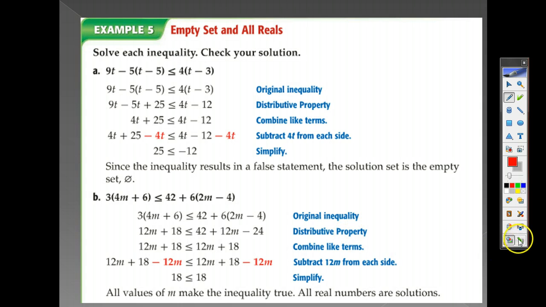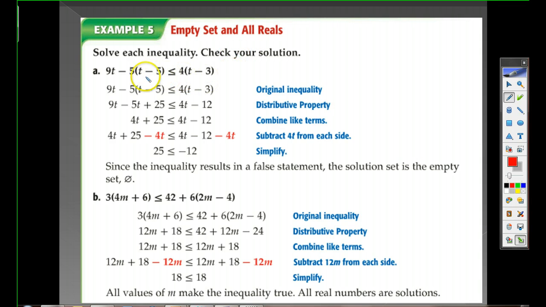Okay, so there are going to be examples where you have empty sets and all real numbers. When you do an inequality and you go through all this and the answer looks kind of funny, there's no variables, it just has numbers. 25 is less than or equal to negative 12. That doesn't make sense. 25 is greater than negative 12. It can be actually greater than or equal to negative 12.